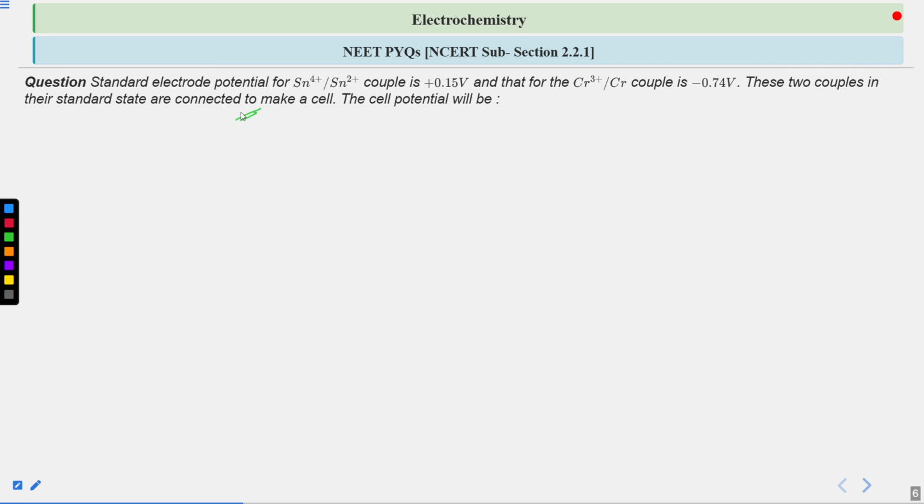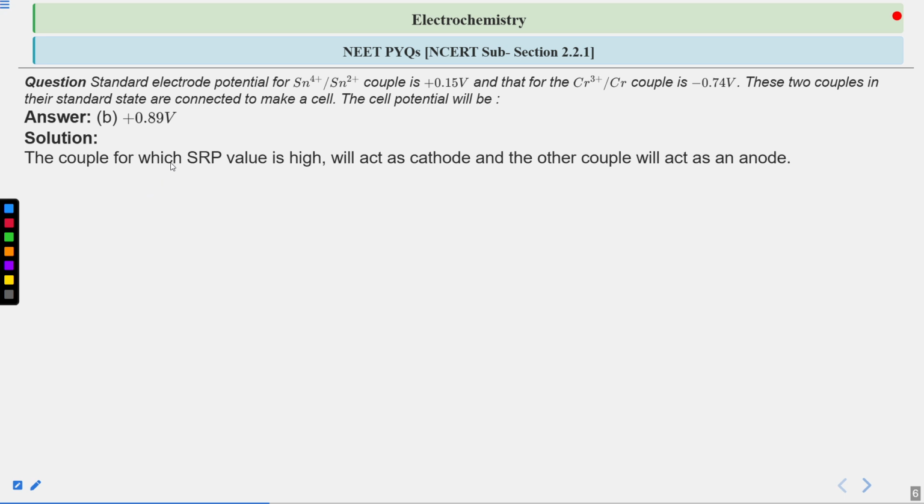So for this given question, the correct answer is option B, that is positive 0.89 volt, which is the cell potential for the cell made by the connection of the two given couples. The couple for which the standard reduction potential value is high will act as cathode, on which the reduction process happens, and the other couple having the lower standard reduction potential will act as anode, at which the oxidation will happen.